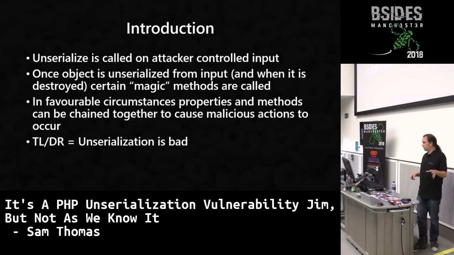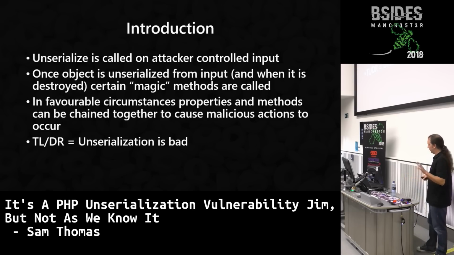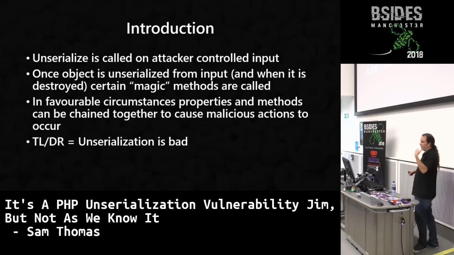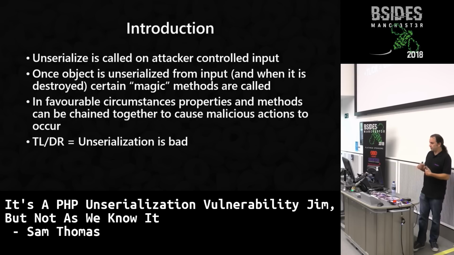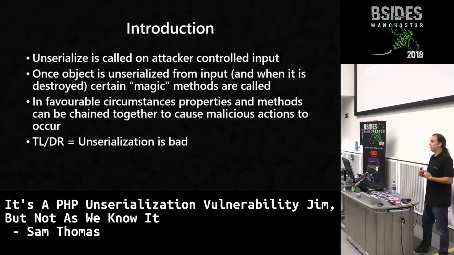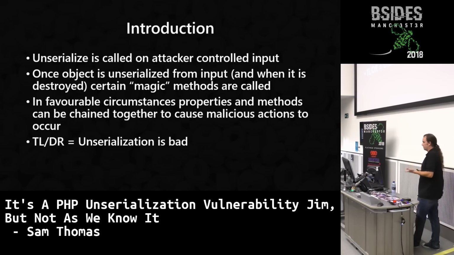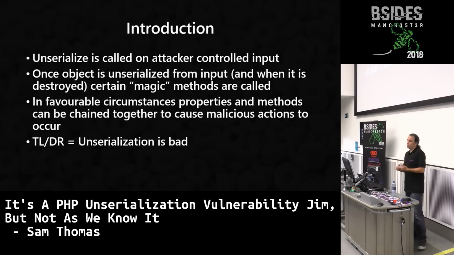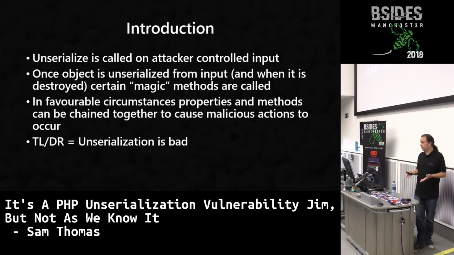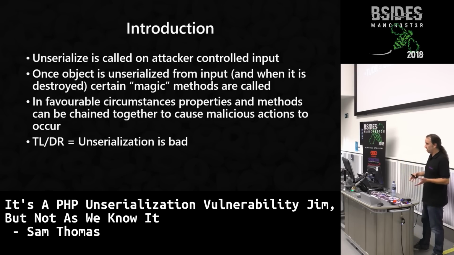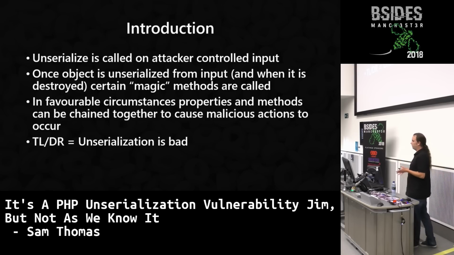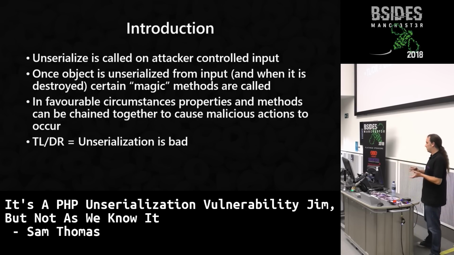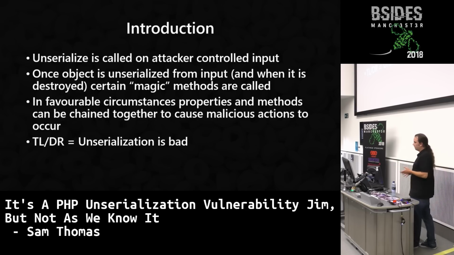As the issue is traditionally understood, there's a function called unserialize in PHP, and that's called on some data. And as I mentioned, certain methods are automatically invoked upon unserialization. There's a method called wakeup, which is called whenever an object is unserialized. And there's also a method called destruct, which is called whenever an object is destroyed. If we get things just right, we can chain together certain objects so that something nasty happens.